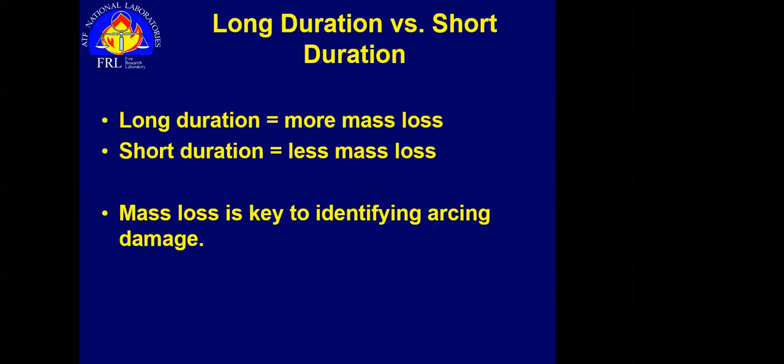And the reason why that's important is whether or not we have a long duration versus a short duration arcing event. So long duration, we're going to have more mass loss, and short duration, we're going to have less mass loss. You'll see another kind of nitpicky terminology thing. Some in the electrical engineering world refer to a long duration arcing event as an arc, and a short duration arcing event as a spark. I really don't like those definitions, because to me, an arc is an arc, and all I'm doing is asking, is it long duration or short duration? And for the most part, we usually don't really know, because we're looking at it after the fact. We're not there to watch it. So I just like to use long duration or short duration.